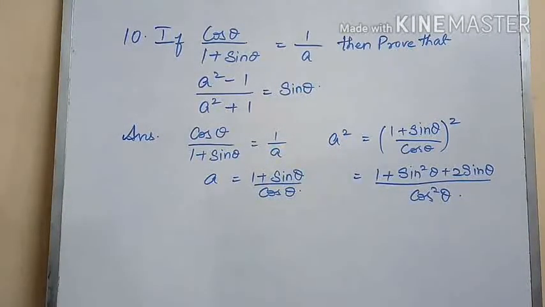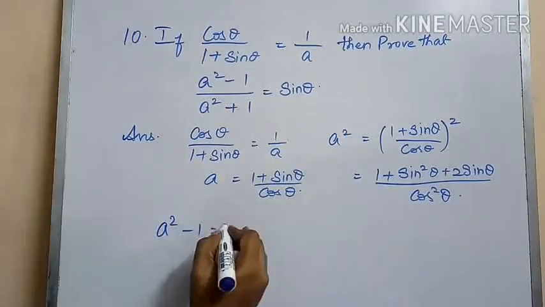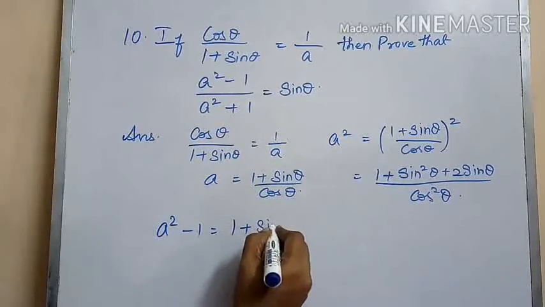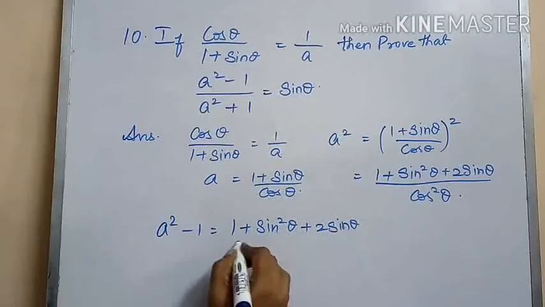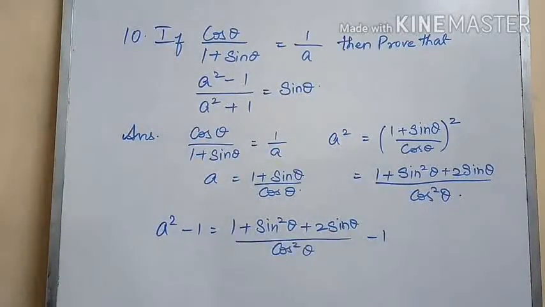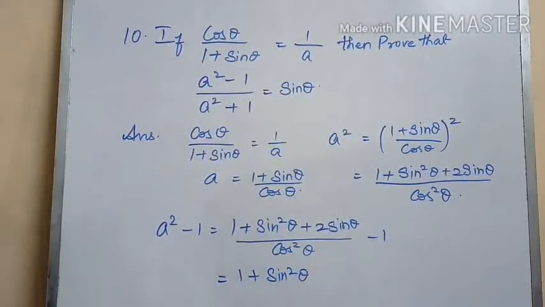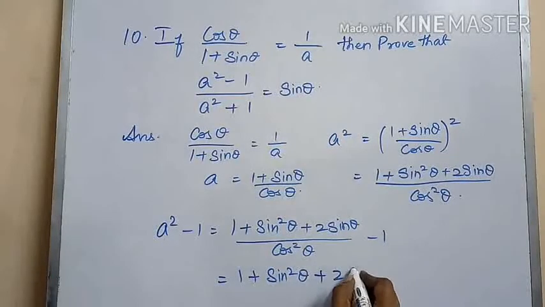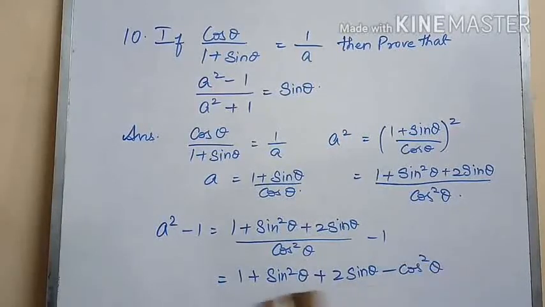Now let us find out a squared minus 1. So a squared is 1 plus sin squared theta plus 2 sin theta by cos squared theta minus 1. Which can be written as 1 plus sin squared theta plus 2 sin theta minus cos squared theta, whole divided by cos squared theta.